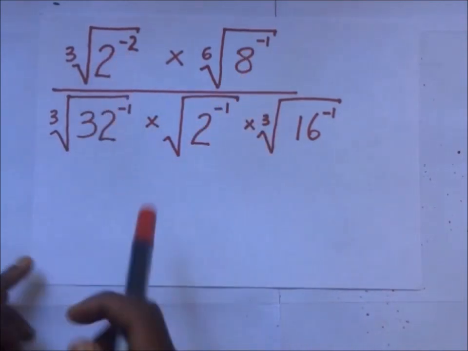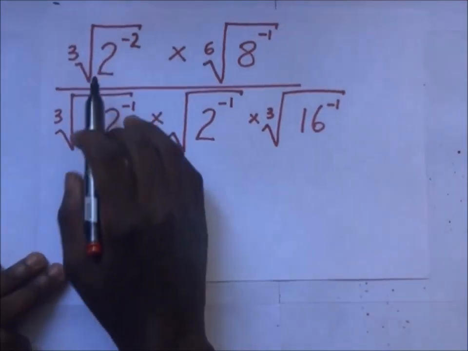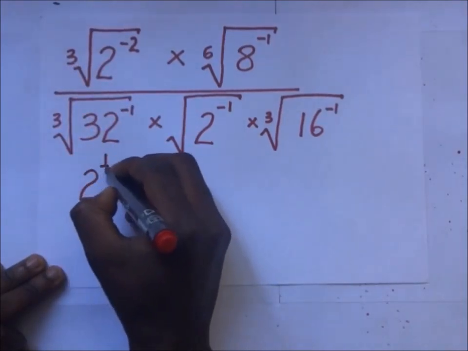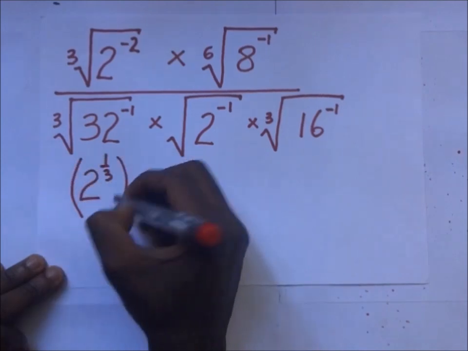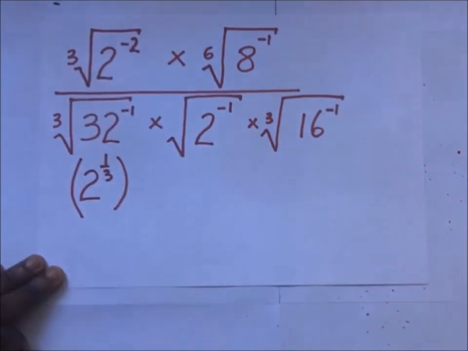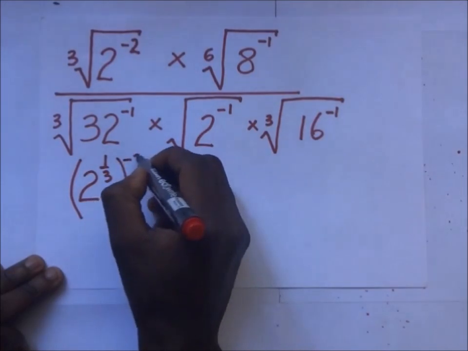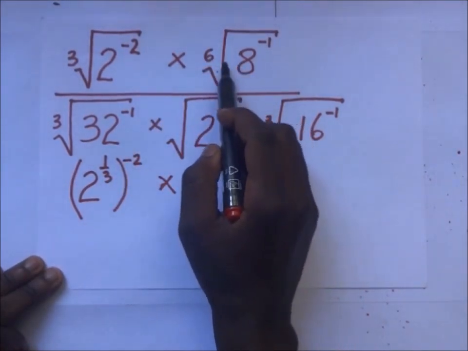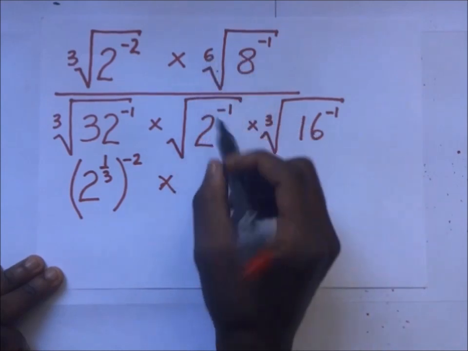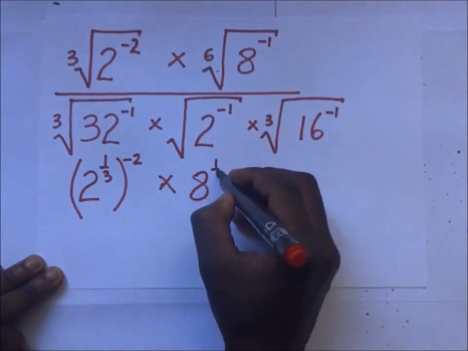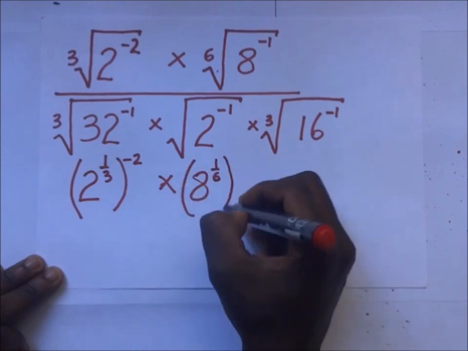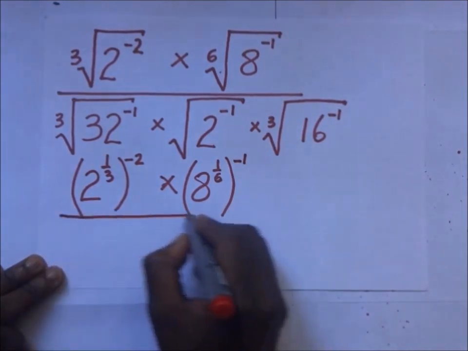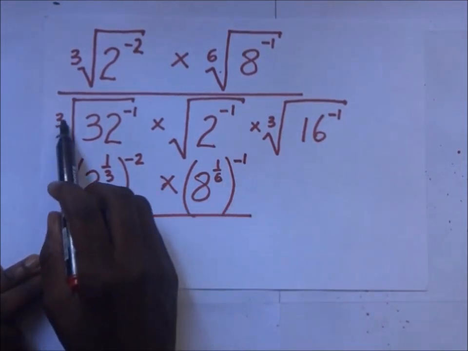So it means this is going to become 2. Since it is the third root, it's going to be 2 to the power a third. And this whole thing is times negative 2 to the power negative 2. Multiply that by the root of 6, which means this is 8 to the power 1 over 6. And this whole thing is multiplied by negative 1 times negative 1. All this is divided by the root of 32.